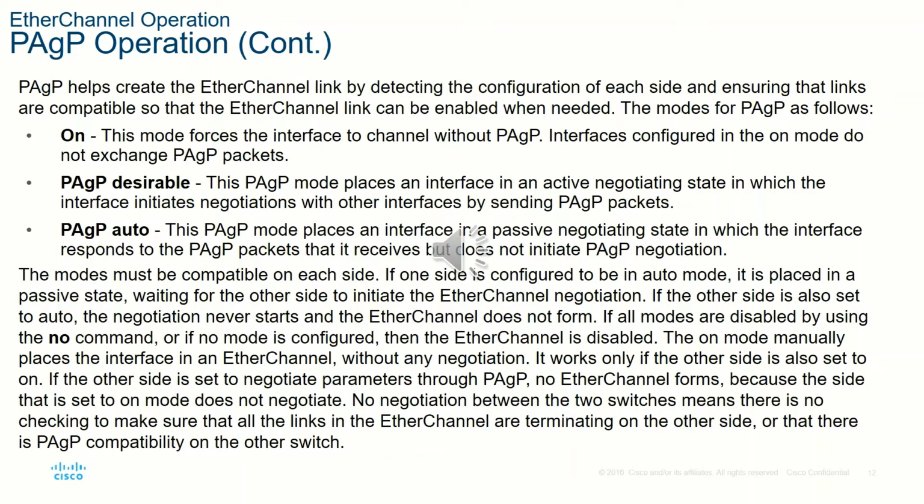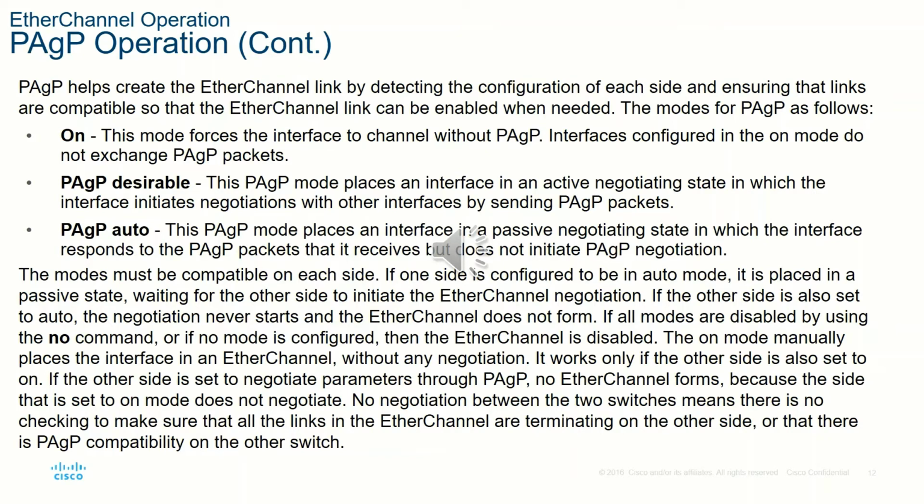Now I am configuring PAgP desirable mode on both ends. In switch A I am configuring PAgP desirable, and in switch B also I am configuring PAgP desirable. Whether the EtherChannel will be created or not, that is the question. Yes, it will be created. Why? Because both modes are in the active state. Both will initiate the PAgP connection and send PAgP packets. So it is easy for both of them. If switch A sends PAgP packets to switch B, switch B also sends PAgP packets to switch A. So the connection will be created if both are in desirable state.